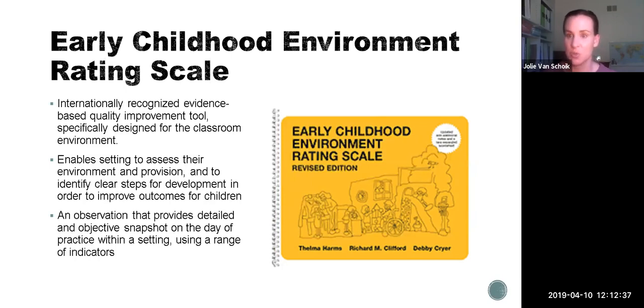All right, so we also have an internationally recognized, evidence-based quality improvement tool. This is not just used within the United States, it's used within other countries as well. It's a quality improvement tool, an evaluation and an assessment, and it definitely looks at our environment and our provision of materials. So books, crayons, just what do we have out for children? And then it also gives us some data and some understanding. It's a very detailed, in-depth look at classrooms to give us a snapshot of the day of practice using a range of indicators. So it gives us a snapshot of a program on a specific day so that we can really evaluate it for quality.